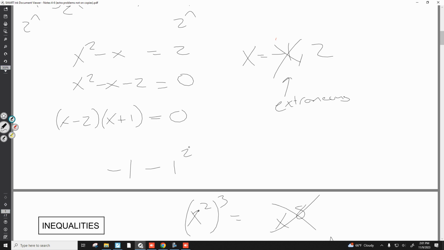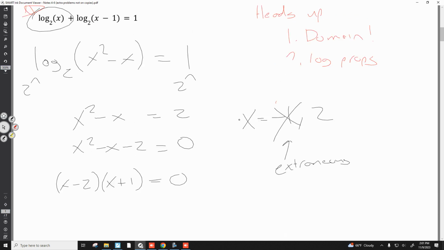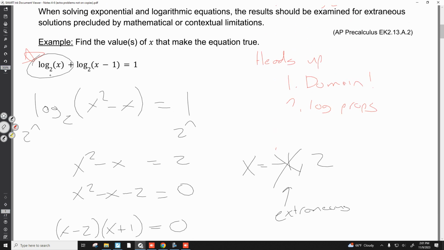Yes, I feel you. But go back into the original equation, the first equation before we used the log property and before we squared both sides. Can you plug in -1? Okay, that's what we're doing. Okay, moving on.